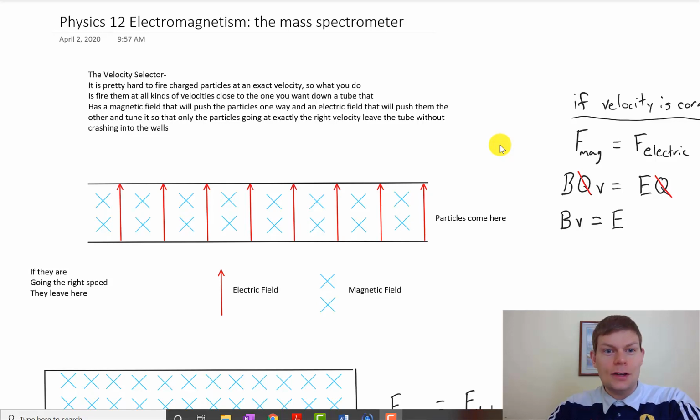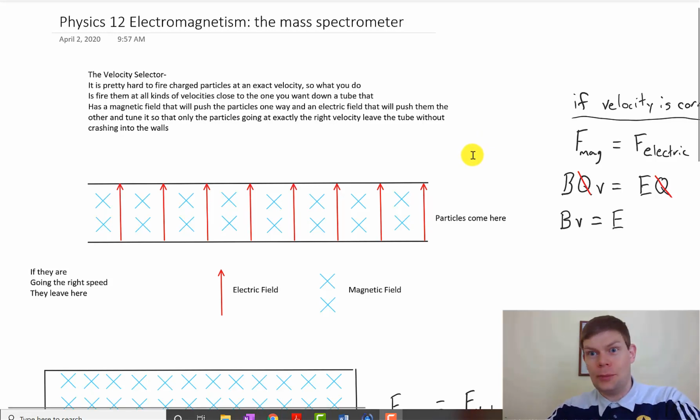Hey guys, today we're going to talk about a cool device called the mass spectrometer, which is a great way to identify unknown compounds. I used to watch NCIS, and they'd always talk about their mass spectrometer and how they were analyzing various substances from different places.